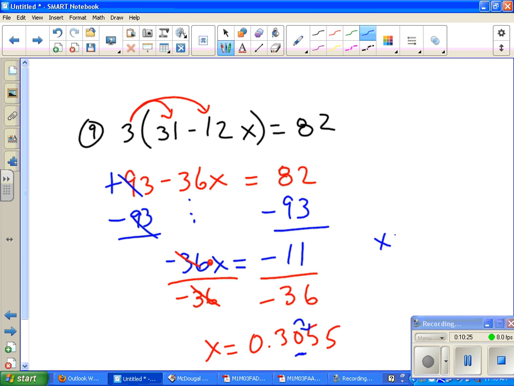greater, so x's value is approximately 0.31. It's going to go up from 0 to 1.